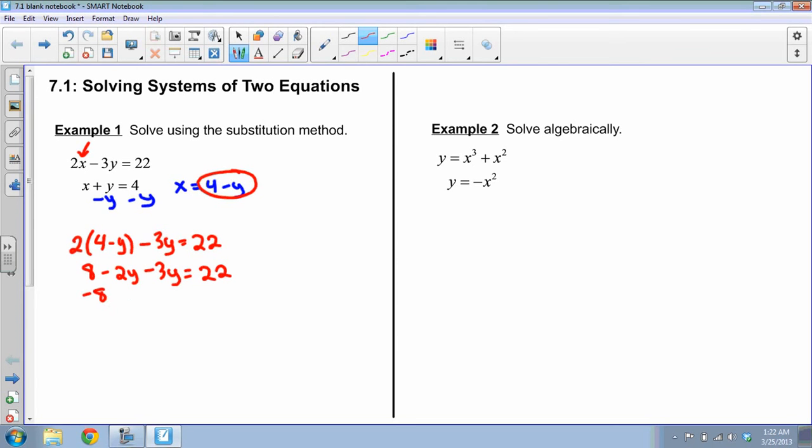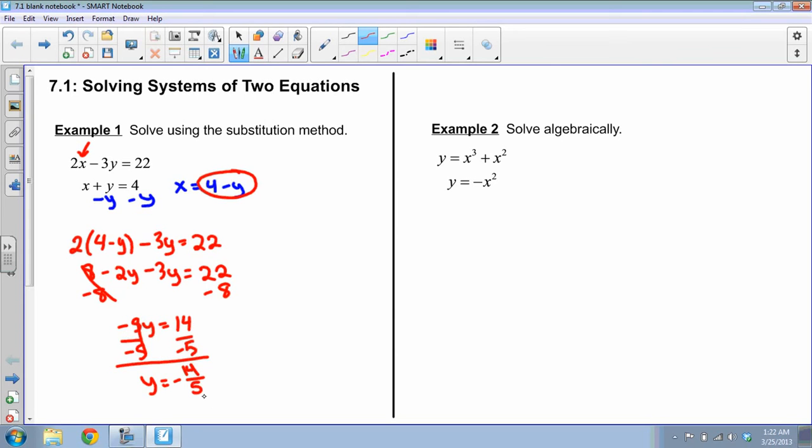So hopefully this is easy. Subtract 8. At the same time, I can add like terms. Negative 5y equals 22 minus 8, which is 14. Divide by negative 5, and we're going to leave this as y equals negative 14 fifths.